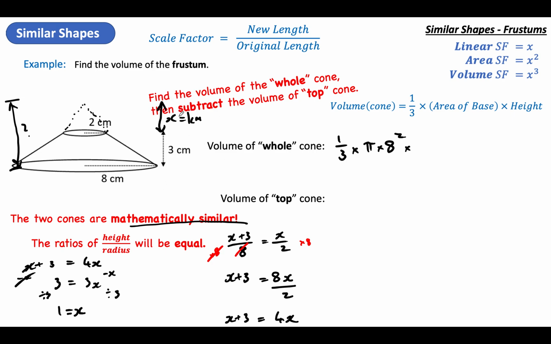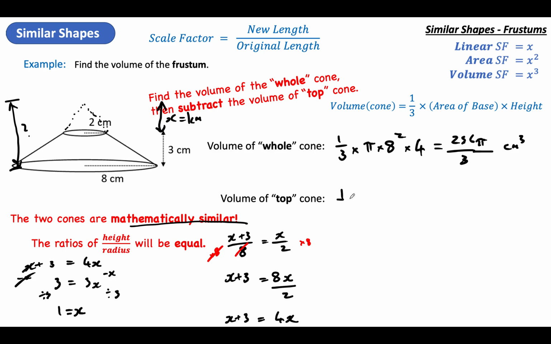So the height of the small cone is 1. The height of the whole cone is 4. Now, if you weren't sure about that, it was a slightly rambling explanation. Do go back and listen to it again. Otherwise, let's carry on. So 1/3 times pi times 8 squared times 4. Keep it as a fraction because it makes things a bit easier. 256 pi divided by 3 centimeters cubed.